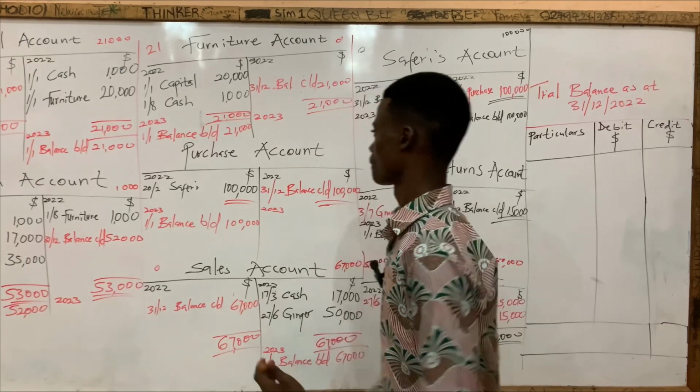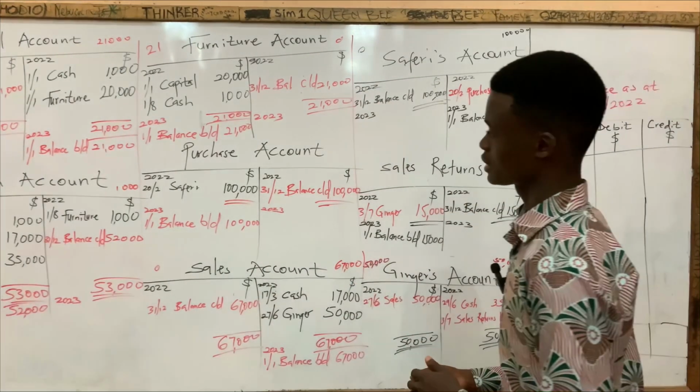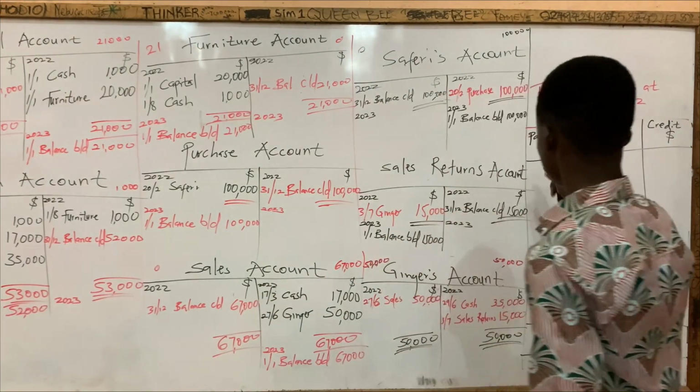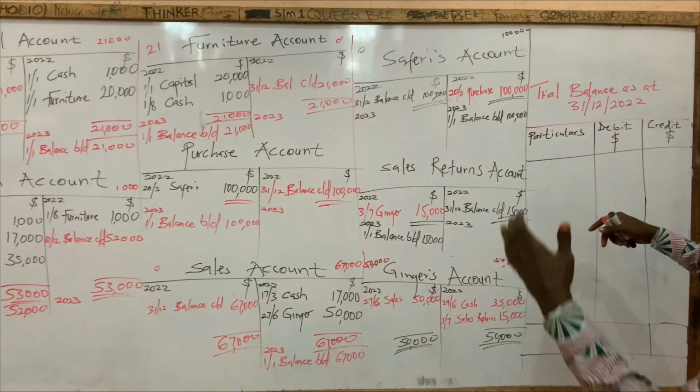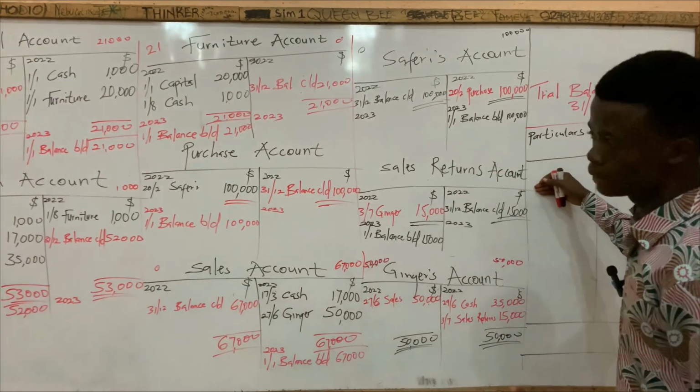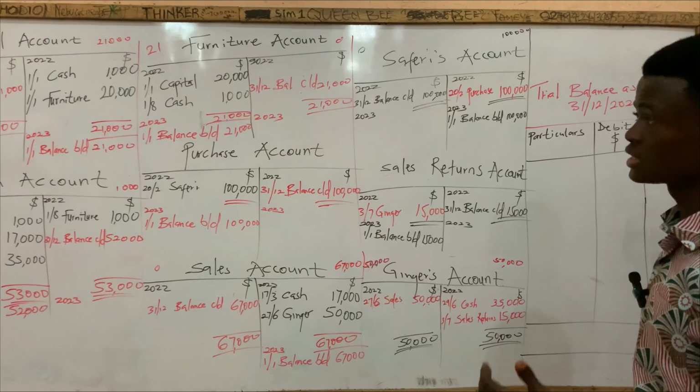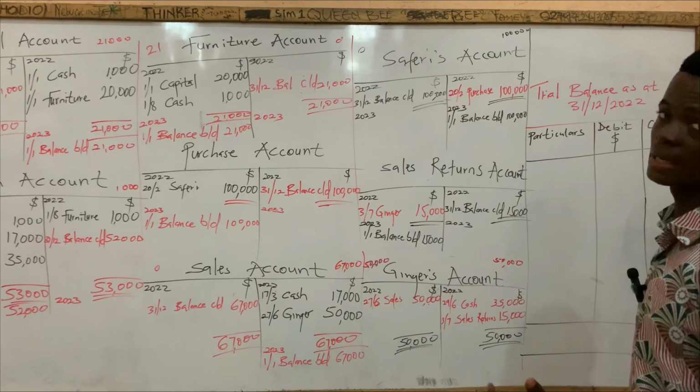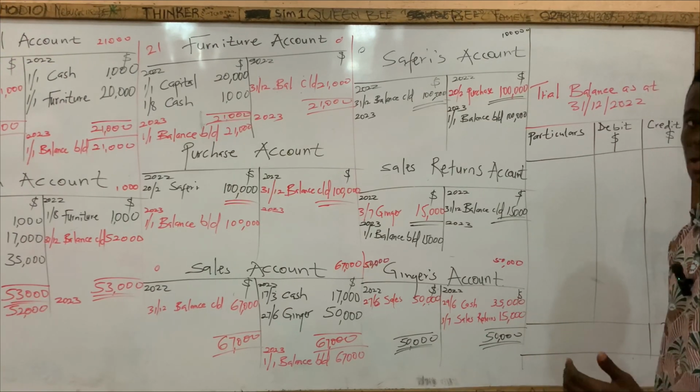So for now, let's prepare our trial balance, and we are saying that under the particulars, only the name of the account in question will be written there. And after that, you check to see if the account is a debit balance account or a credit balance account.